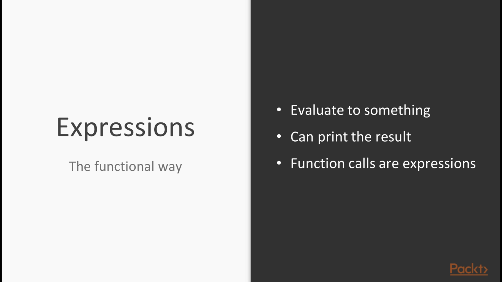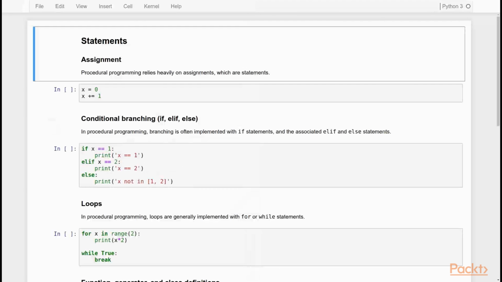And very important to know in Python is that function calls are also expressions. Even if you have a function that doesn't return anything explicitly, it always returns the value None. So every function has a return value and is therefore an expression that you can print out. Let's take a look at what statements look like in practice, so that you can recognize them.